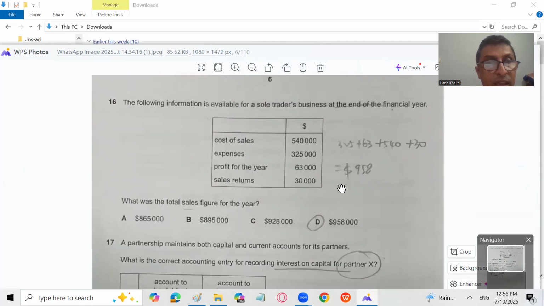Let's see. The following information is available for a sole trader's business at the end of the financial year. Cost of sales 5,40,000, expenses 3,25,000, profit for the year, sales return. What was the total sales figure for the year?